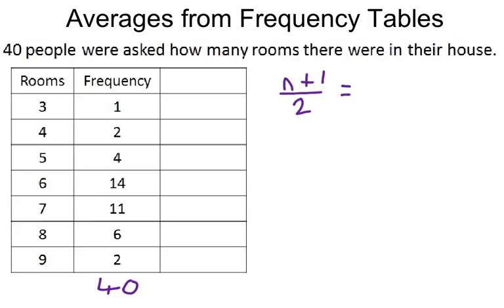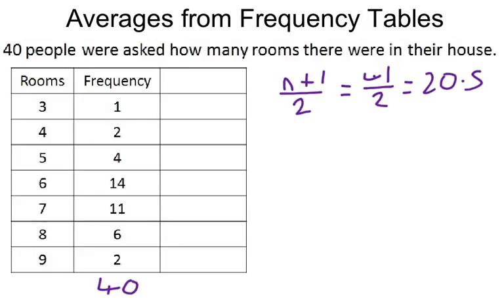In this case, we get 41 over 2, which is 20.5. And what that tells us is that the median is in the 20.5th spot. So it's halfway between the 20th value and the 21st value. So now we have to find what the 20th and 21st values are.